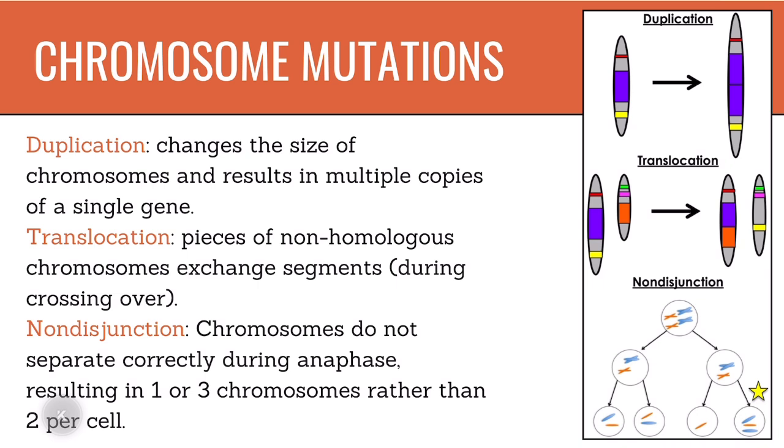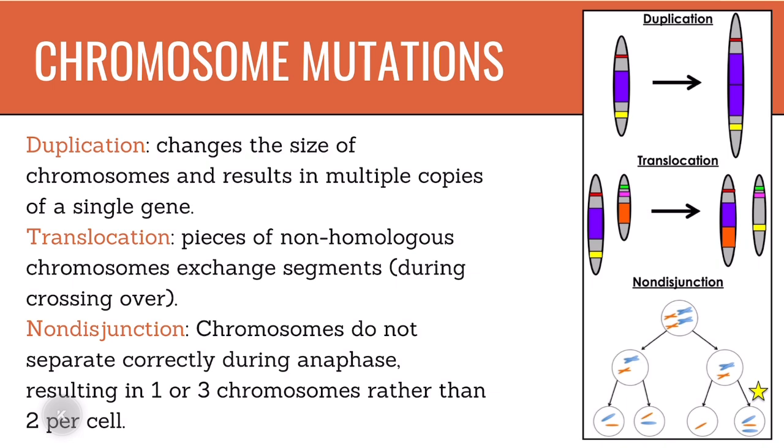Translocation is where you have pieces of non-homologous chromosomes that are exchanging segments during crossing over. So this is an issue since they're non-homologous. It means they don't carry the same genes. So they're not making an even trade.